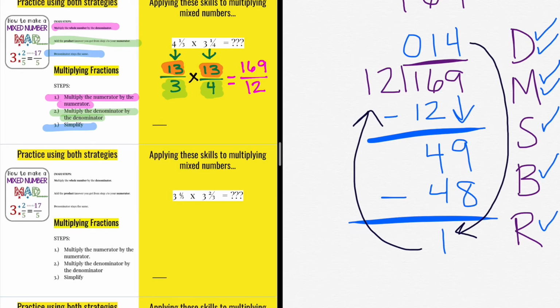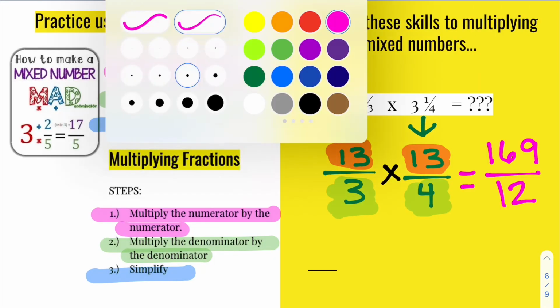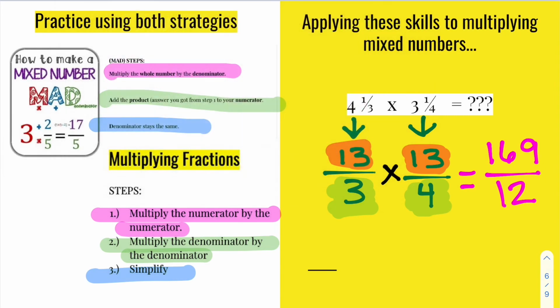When dividing, I know how to set up my new fraction because my whole number will always be found at the top of my answer. My numerator is represented by my remainder, and my denominator is the divisor I started with. So the final answer here is 14 and 1/12.